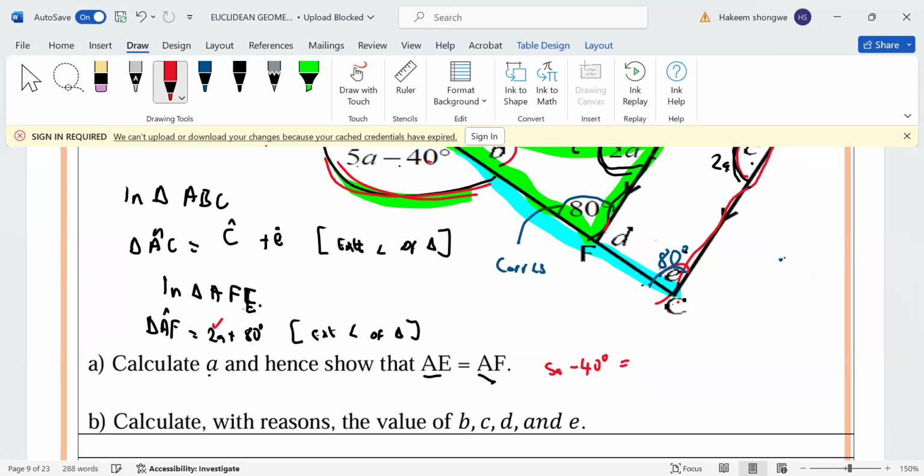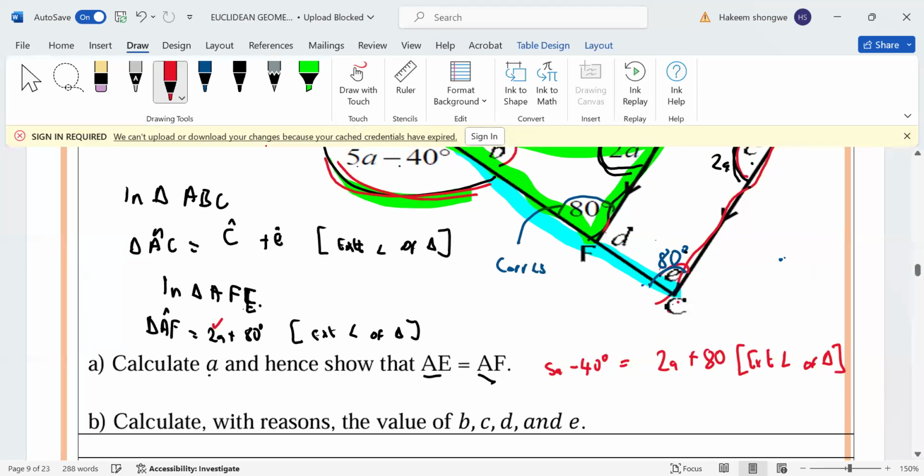It's equal to 2A, equal to 2A plus 8. Now, what is the reason behind it? Exterior angle of the triangle. Now, we can then solve for A. How to solve for A?